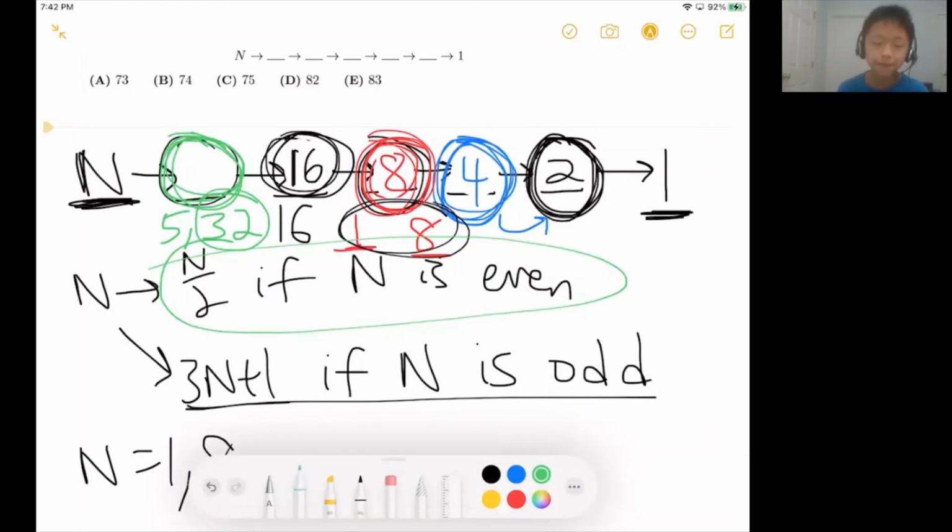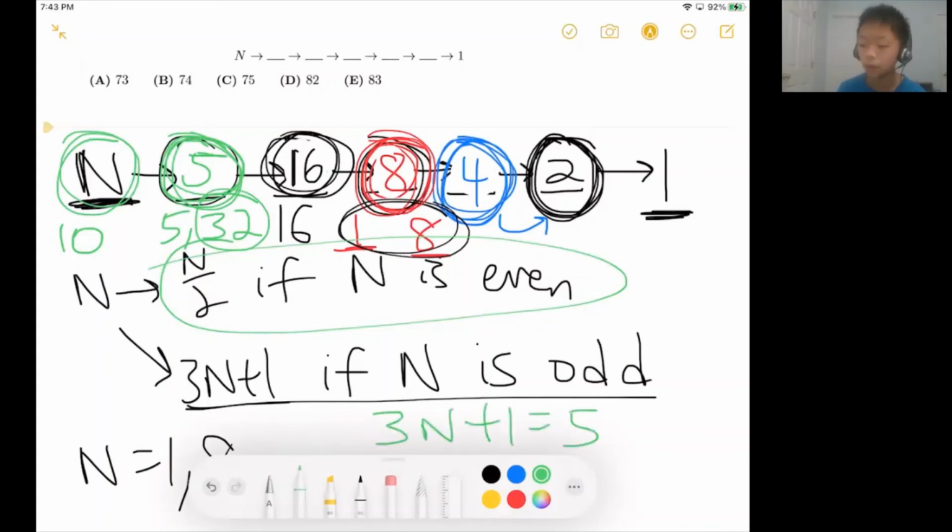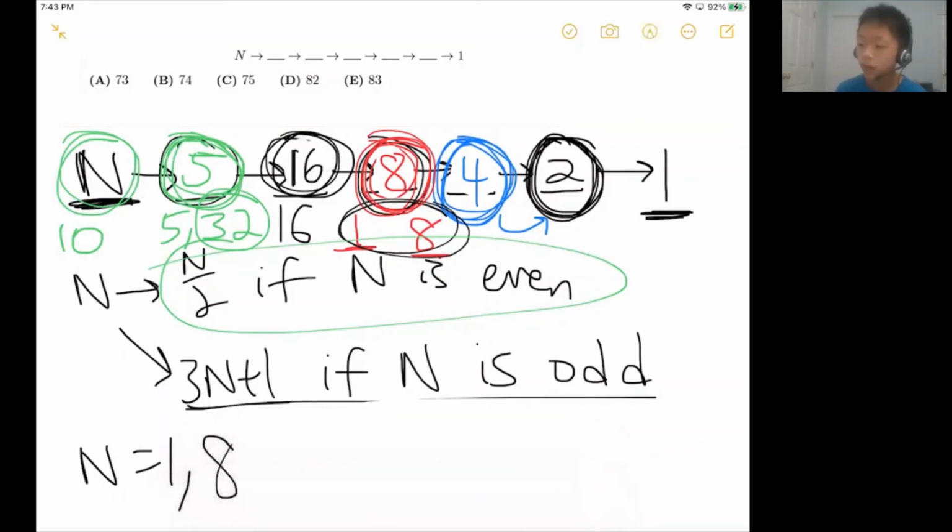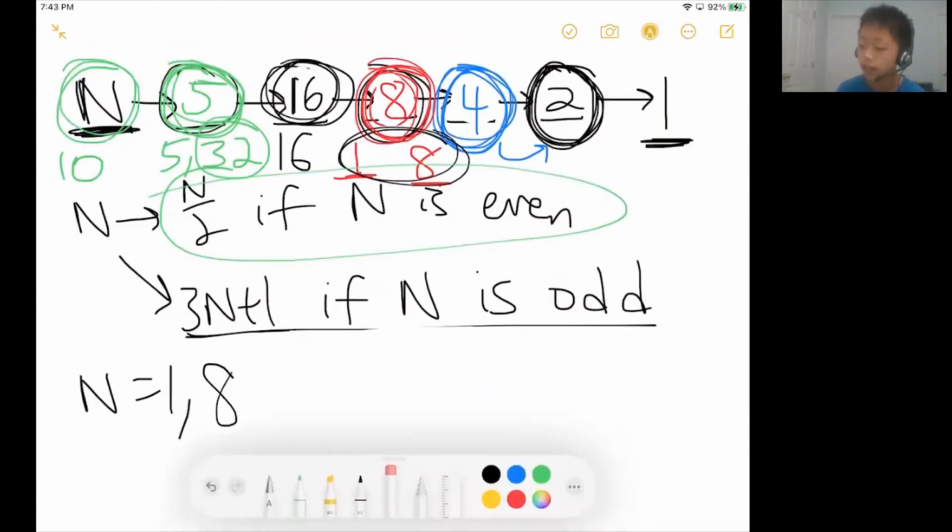So now we have just two last cases to check: if this green circle is 5 or if this green circle is 32. So let's first take a look at what if this green circle is 5? Then what can n be? Well, it turns out the only possible value of n is 10. 10 divided by 2 clearly works. That gives 5. You can't have 3 times n plus 1 be 5, because then n would be 4/3, which again is not an integer. So we can disregard that. So we can conclude that n equals 10 is also a solution to this question.